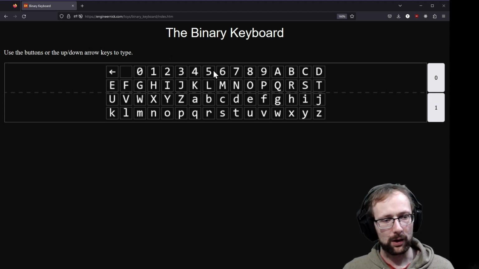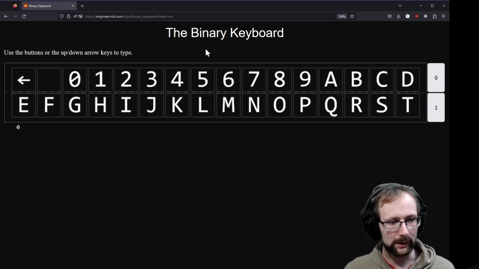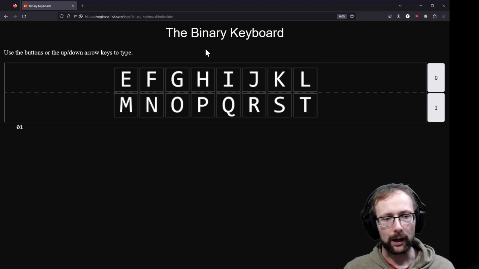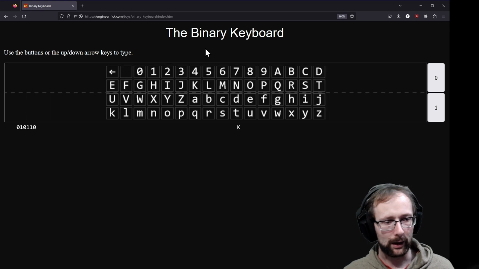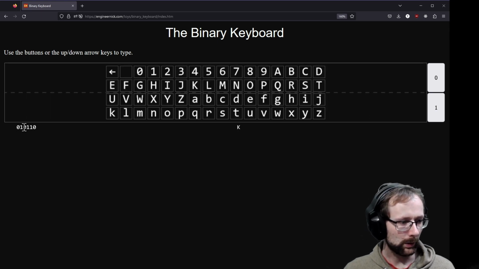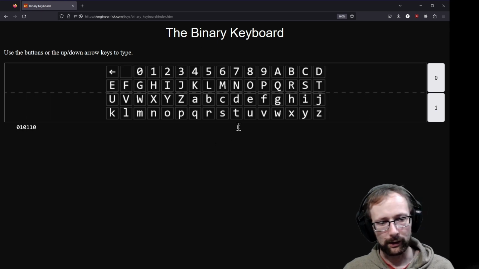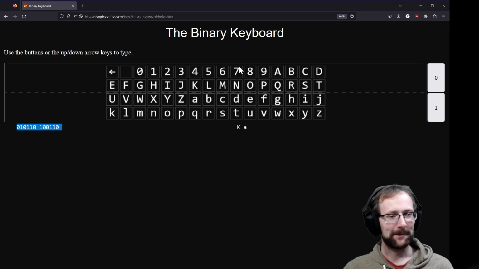Let's say I want to type the letter capital K. So I would press up on the keyboard, and now it's below the dotted line, so down, and now up, and then down, and then down, and then up. And then 0, 1, 0, 1, 1, 0, I've just typed K. I was very pleased with this at the time as well. Kind of just a novelty.